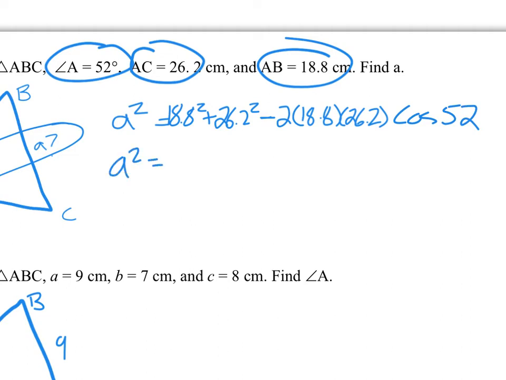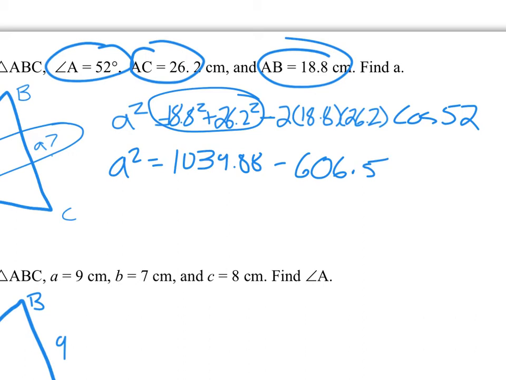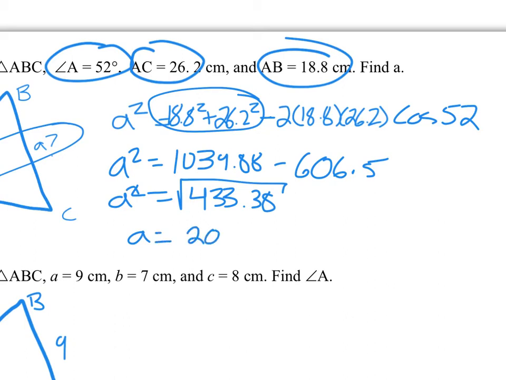So again, you can type this in all at once. I don't do that. I solve for the two sides separately. So if you take out your calculators, 18.8 squared plus 26.2 squared is 1039.88. 2 times 18.8 times 26.2 times cos 52 is 606.5. When we subtract them together, we end up with 433.38. We know that that's not our final answer, that we still have to square root it, just like Pythagorean theory, and we end up with 20.8.